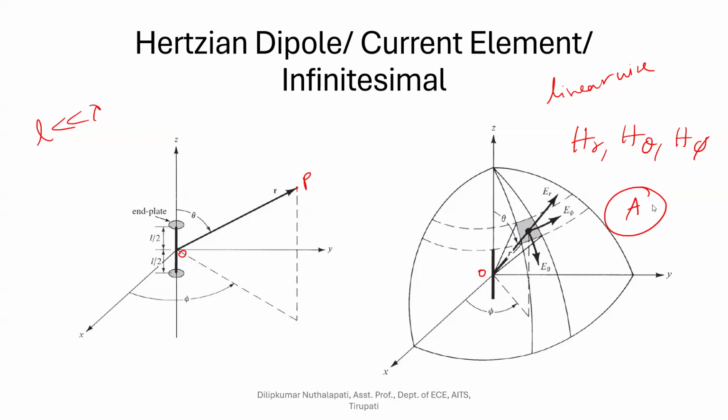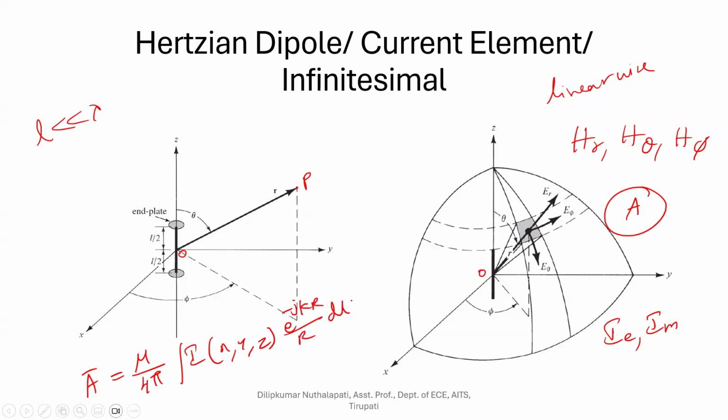Here, the source only carries a current Ie and Im, that is, an electric current and a magnetic current, and the potential function is A. We can write the potential function as A bar equals mu by 4 pi times the integral of I of x, y, z into e power minus jkr by r into dl.